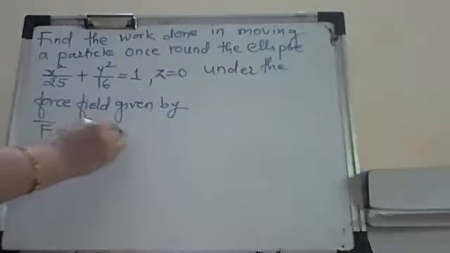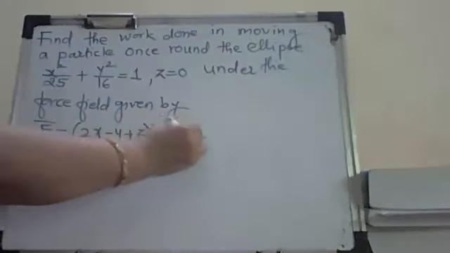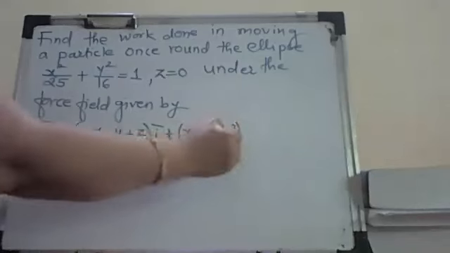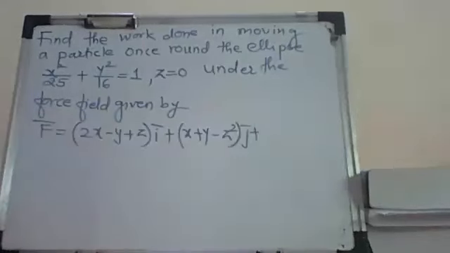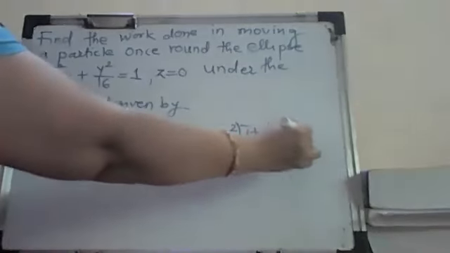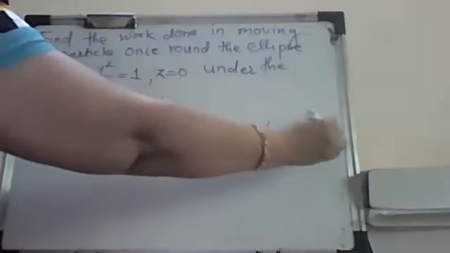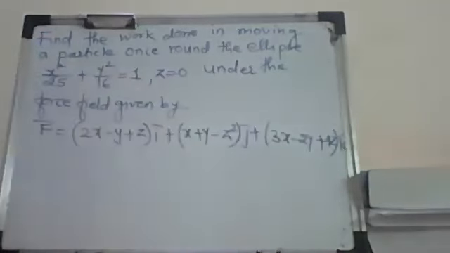is given as (2x minus y plus z) times i bar plus (x plus y minus z square) times j bar plus (3x minus 2y plus 4z) times k bar. This is the vector field given.